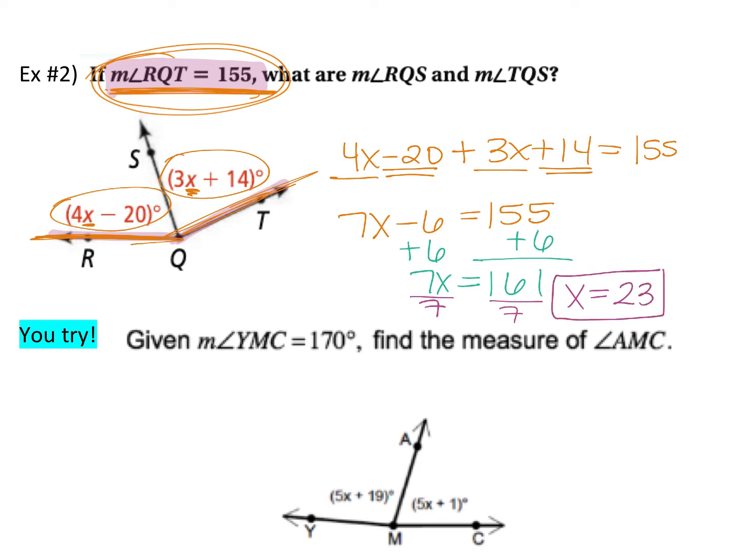Okay, are we done with the problem? No, what do we have to do? Plug it back in. We want to know the measure of these two angles. So angle RQS is 4 times 23 minus 20. Plug that into your calculator, that's totally fine. 4 times 23 minus 20 is 72. So that's RQS. SQT or TQS, doesn't matter which order.